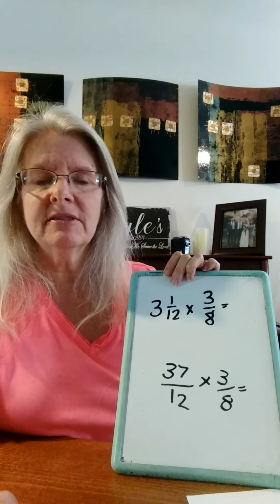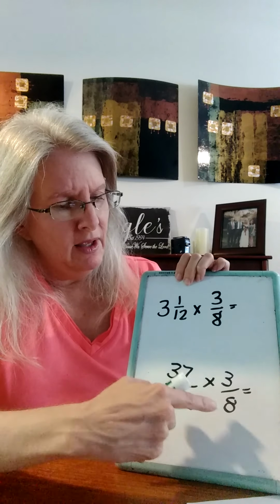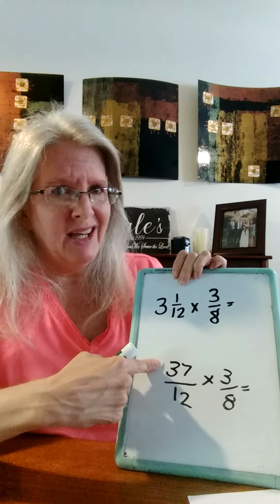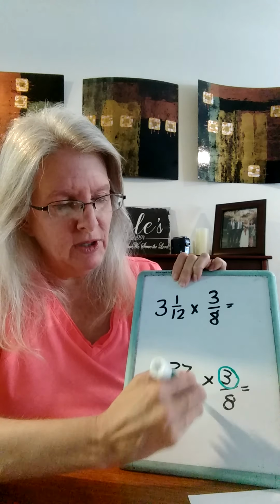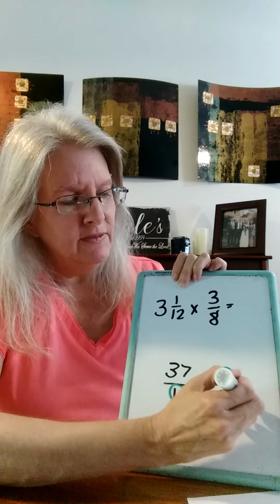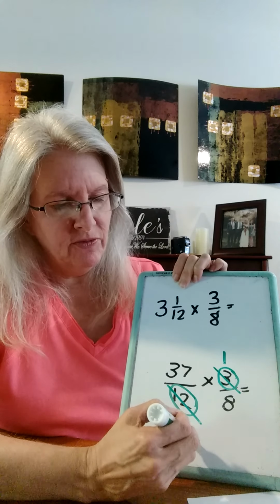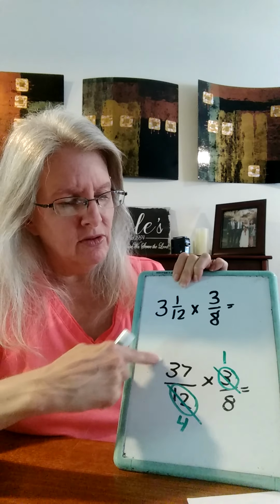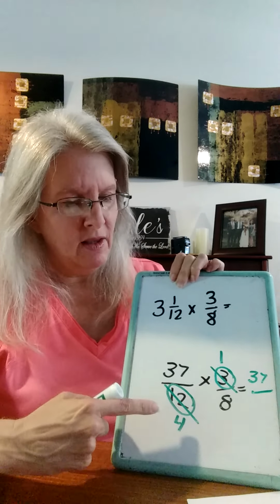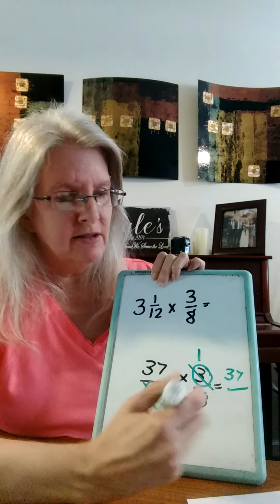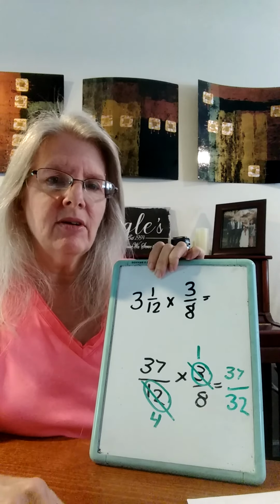Again, we're going to be working with some big numbers, so I definitely want to cross cancel if possible. 8 and 37 I can't do anything with, but I can cross cancel to simplify 3 and 12. 3 divided by 3 is 1. 12 divided by 3 is 4. So 37 times 1 is 37. 4 times 8 is 32. So I get 37 over 32.